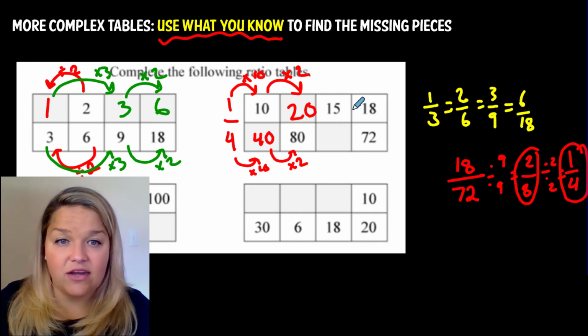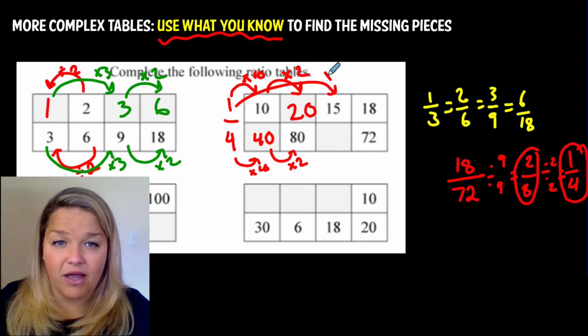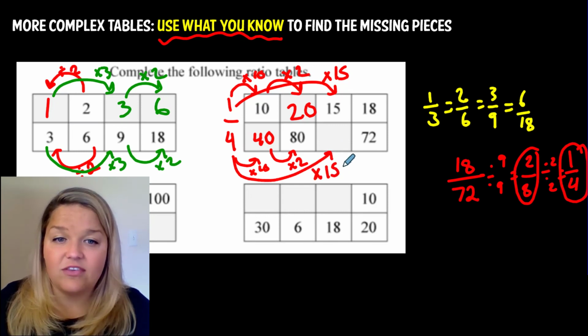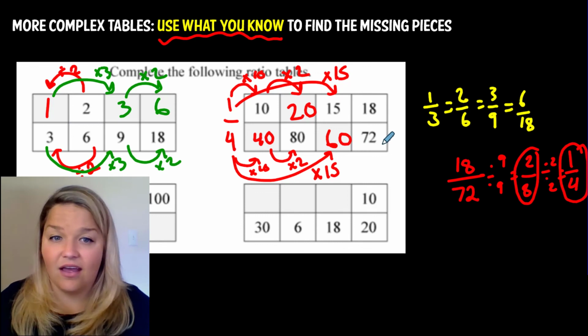All right, now I need to get to 15. So none of my choices on my top row are as easy as just using my simplest form ratio. So I'm going to times 1 by 15. Come down here, I need to do the same thing on the bottom. Times 15. 15, 30, 45, 60. All right, and I'm done.